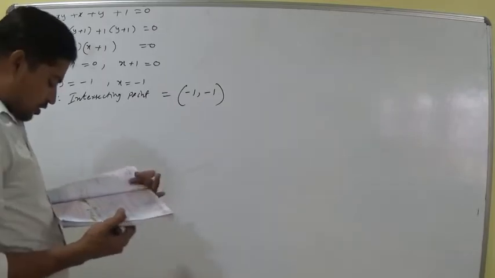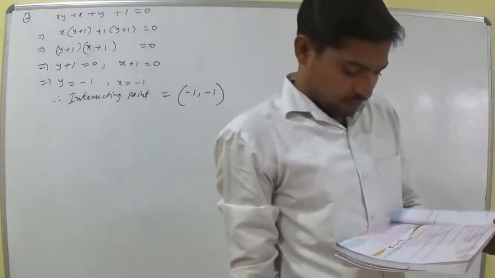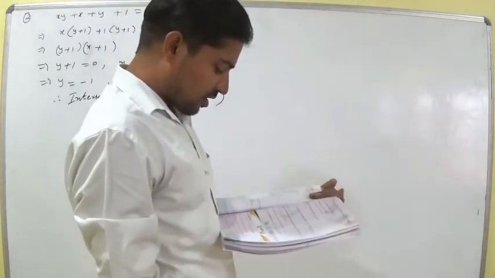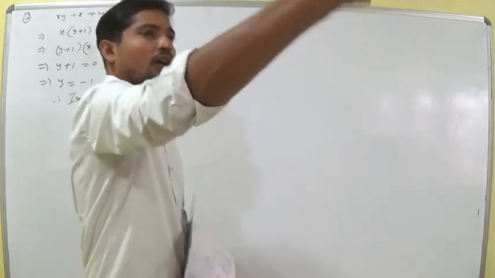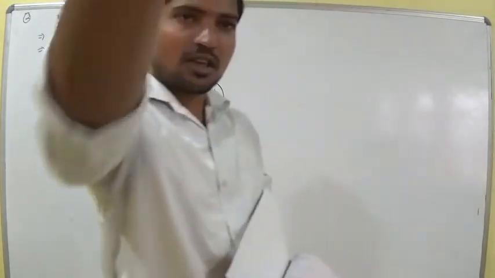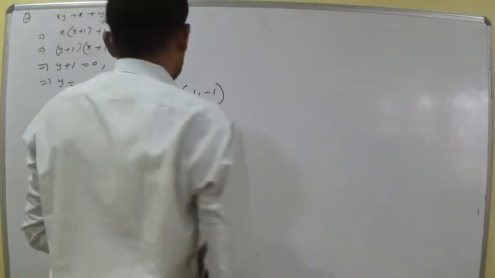Now see the third one. The distance between the parallel lines is 2 into square root of (g square minus ac) by a into (a plus b).